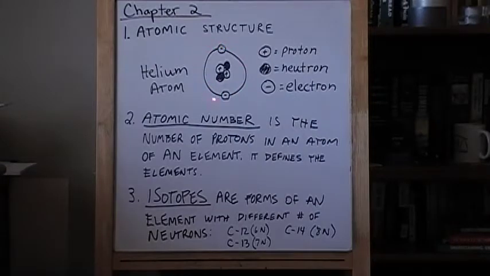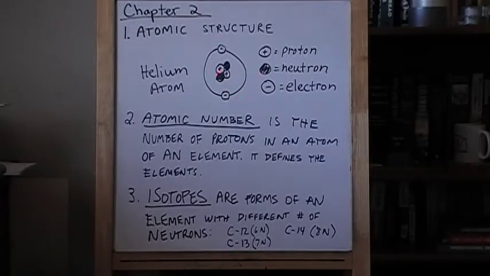It is not drawn to scale because the nucleus is very, very small and the orbits of the electrons are very large. And our textbook says that in order to draw the atom to scale, the nucleus would have to be the size of a pea, and the orbits of the electrons would be the size of a baseball stadium. So there's a lot of empty space between the nucleus and the electrons in each atom.